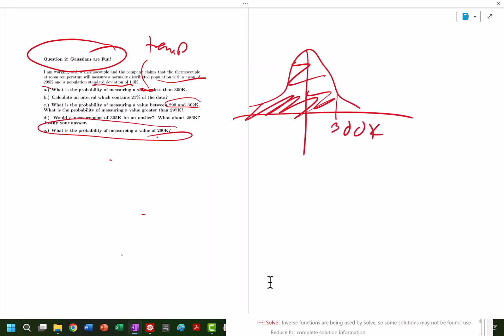And what's the probability of measuring a value of 290 K? Can't answer that question. We want the bounds. So we don't deal with, in this class particularly, the probability of measuring a single value or a single measurement.